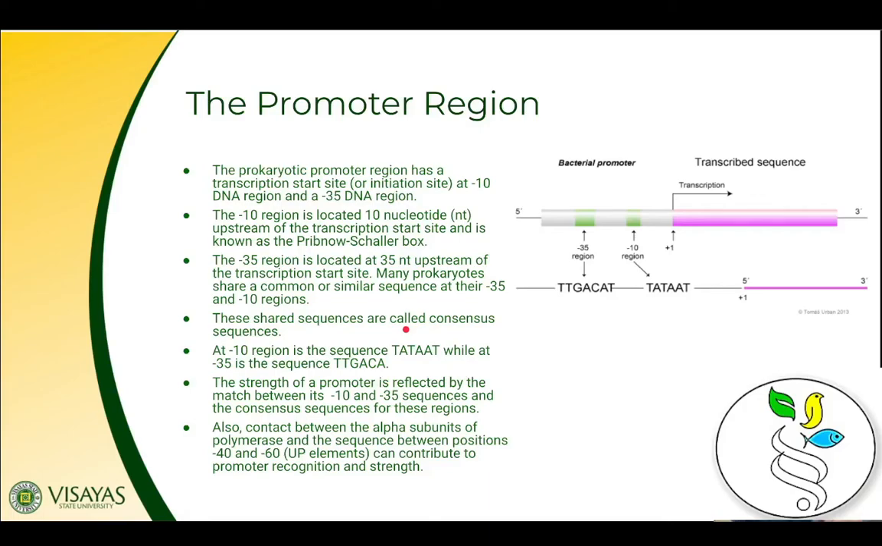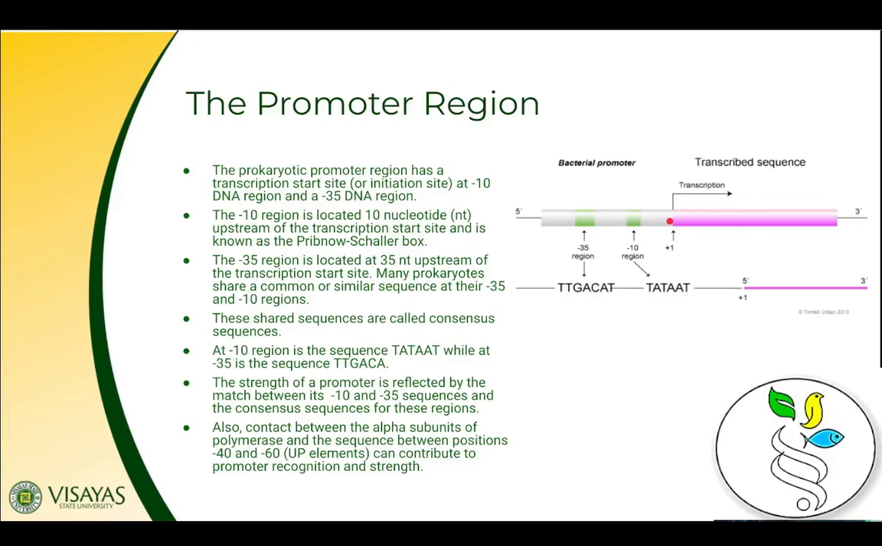Again, bacterial promoter regions are located upstream of the open reading frame, or the protein coding region of a gene. The prokaryotic promoter region has a site at -10, because it is already upstream. The very first nucleotide of the open reading frame, the protein coding region, is called +1. Those before that are now called the minus region. So -10: 1, 2, 3, 4, 5, 6, 7, 8, 9, 10.